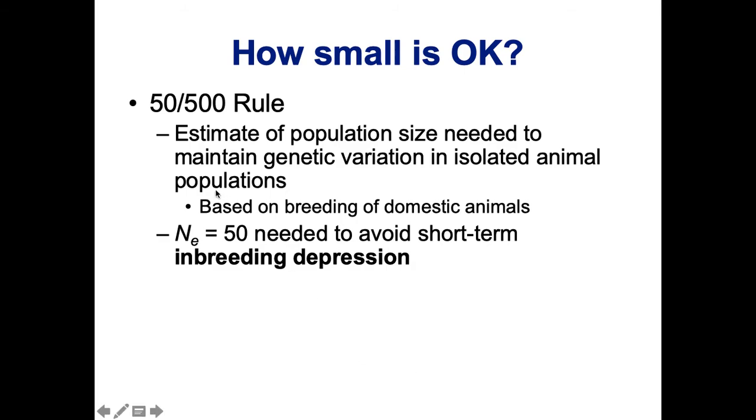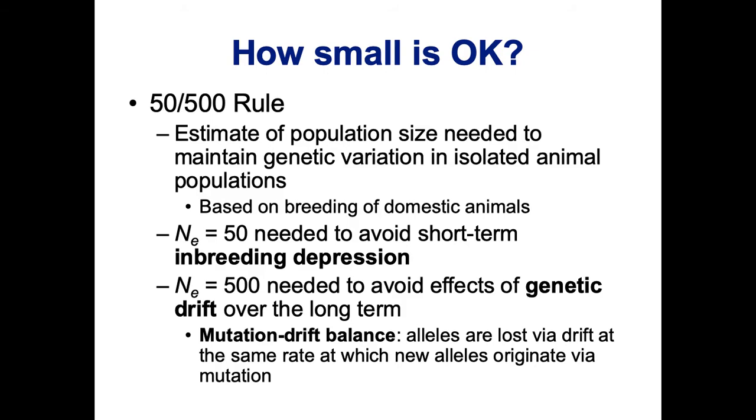So they say that we need an effective population size of 50 to avoid short-term inbreeding depression, to keep related individuals from breeding with each other, and expressing those deleterious alleles we talked about that could cause disease or other problems. We need at least 50 individuals. The 500 is what we need to avoid genetic drift. And if you remember, genetic drift is the random loss of alleles over time. It doesn't have anything to do with selection or any characteristics of those individuals. It's just losing genes by chance. And we need 500 individuals breeding to avoid genetic drift over time.